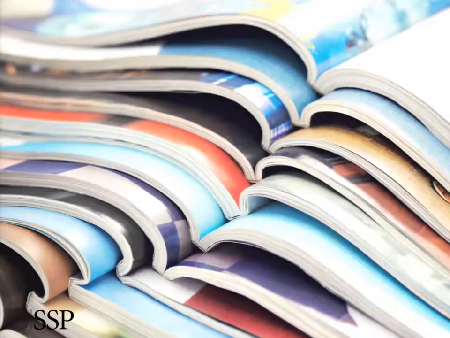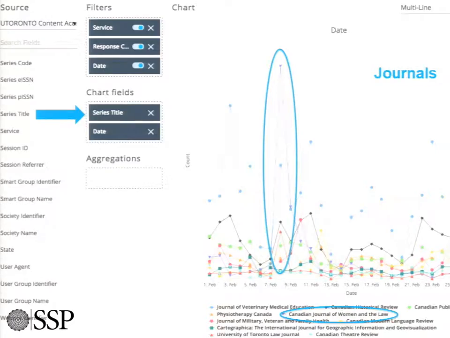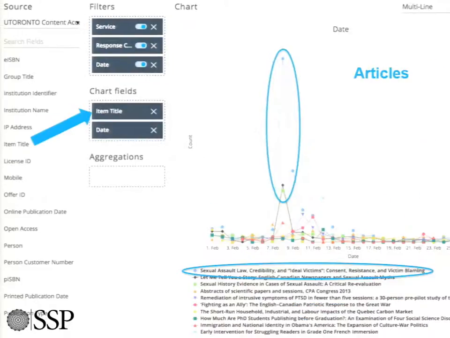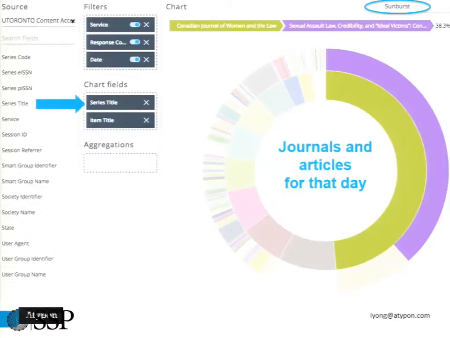So given that this is probably not fraud, we can turn to the next question, which is, what kind of content were they looking at? We can drag and drop series title in, and we can see that the spike primarily occurred with the Canadian Journal for Women in the Law. We can also drag and drop item title in and see that it was primarily one article that they were downloading, an article on sexual assault law. And then we can step back and zoom out and look at the total downloads for the day and see that the downloads for this particular article took up about 40% of the article downloads for the day.